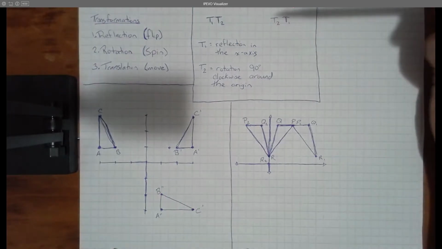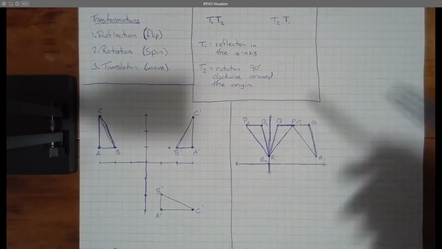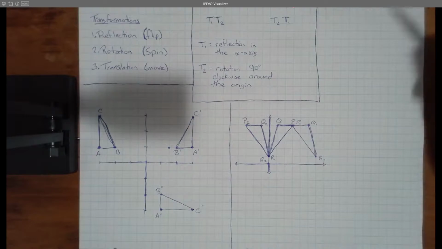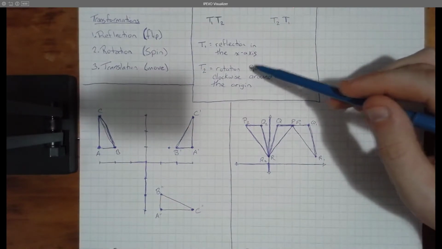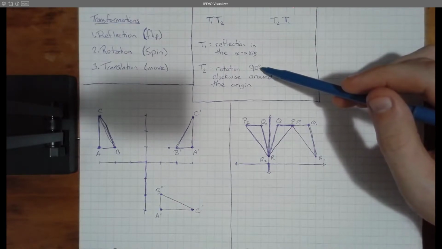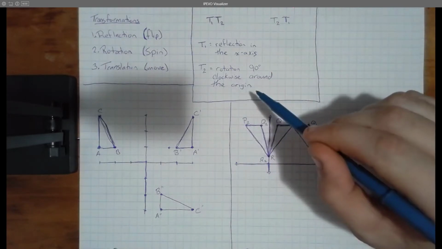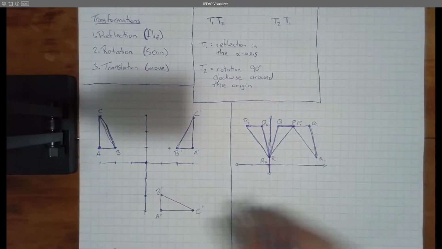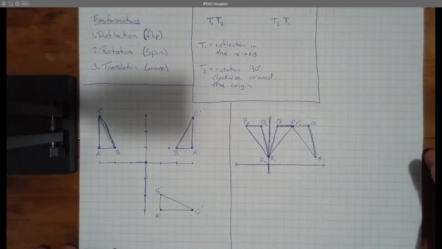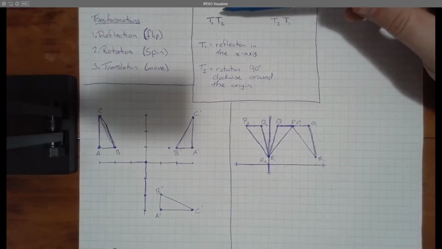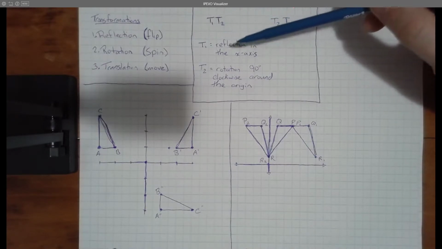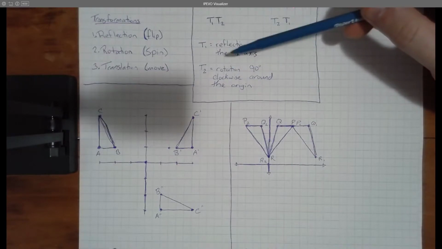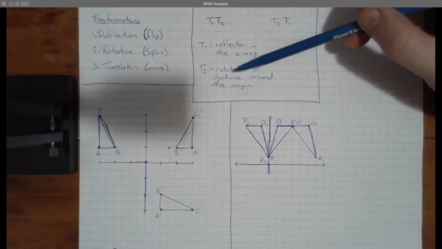Just as a reminder, the x-axis is the horizontal line, the one that goes left and right. So it's going to reflect, or flip, in that line. T2 is going to be a rotation, or a spin, of 90 degrees, which, if you remember from our last video, is a quarter turn clockwise around the origin. Remember that the center point, where x is 0 and y is 0, we call the origin. So in this first example, the object is reflected in the x-axis first, and after that we take that reflected object and rotate it 90 degrees clockwise around the origin.